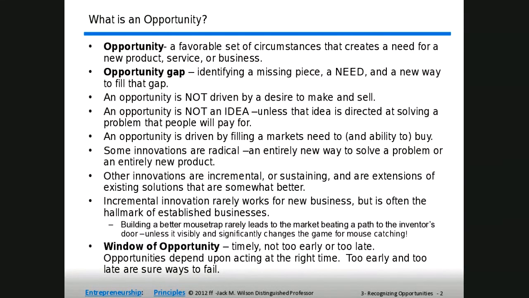Oftentimes we talk about an opportunity gap. The gap is when you've got a missing piece. There's something that is needed. It's been missing for a long time, and suddenly you have found a way to fill that need.